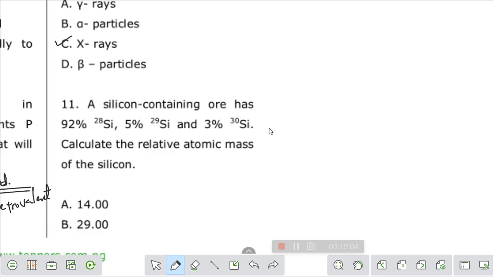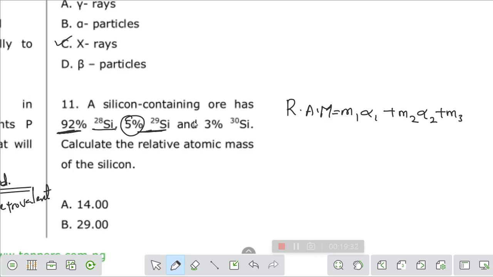Now this is the formula for this. Whenever you want to get the relative atomic mass of a particular element, it should be the mass of the first isotope, which is the mass number, times the relative abundance of the first isotope, and this is 92%, plus the mass of the second isotope, that is silicon, times the relative abundance of the second isotope, that will be 5%, plus the mass of the third.